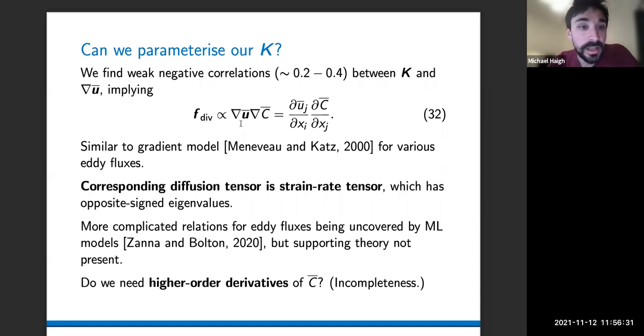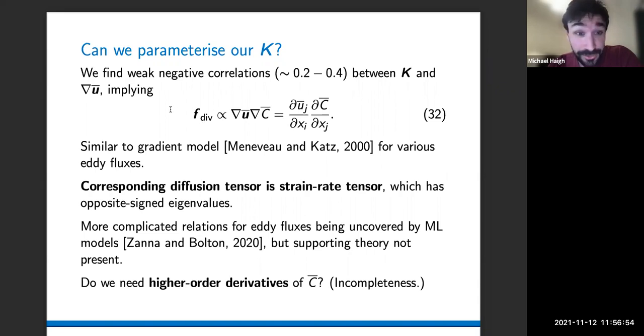It's proportional to the product of the velocity gradient tensor and the tracer gradient. So this is actually very similar to a model which has been proposed in a handful of large eddy simulation studies. The model is called the gradient model, and it's been proposed for not just passive tracers, but active tracers like PV and relative vorticity.